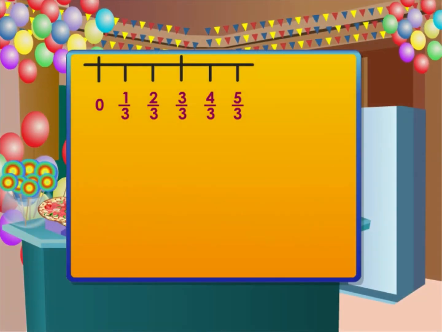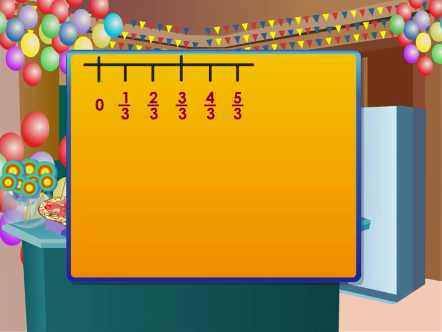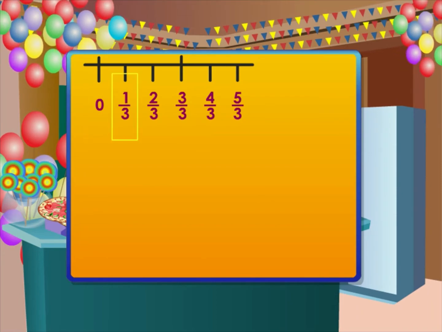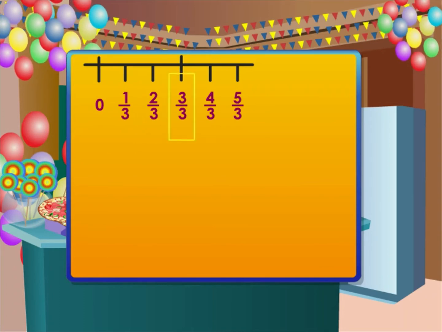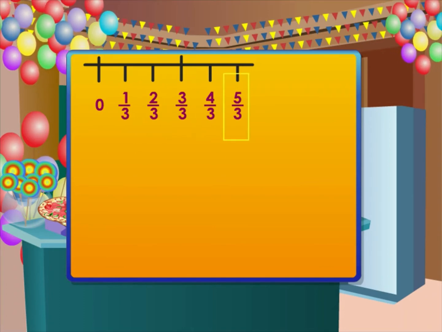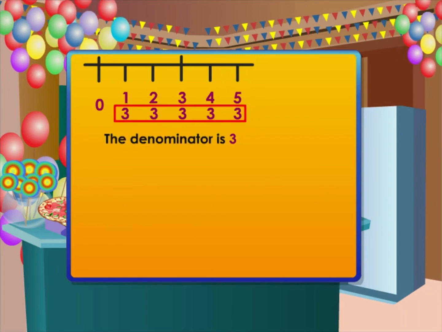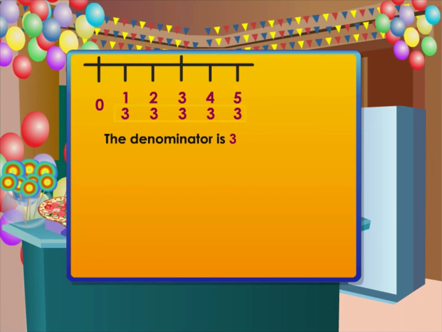Now let us continue the lesson with improper fractions on the number line. 0, 1/3, 2/3, 3/3, 4/3, and 5/3. Look at the number line. The fractions shown on the number line have the same denominator of 3.